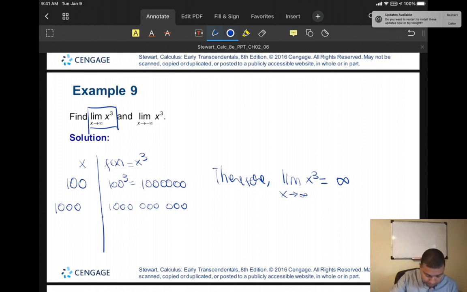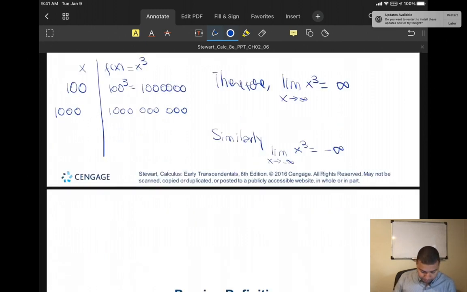Something similar is going to happen with this one, except that we're now going to have a negative sign. So I'll let you work the details again, but you're going to see that the limit as x goes to minus infinity of x cubed is minus infinity as well. Just plug in some numbers on the table and you're going to see. Because you're multiplying x by itself 3 times, you get a negative sign as an output.